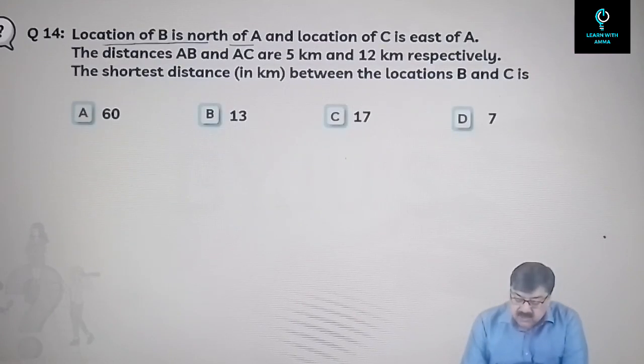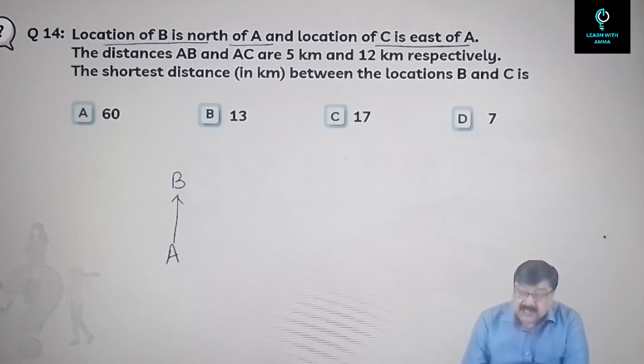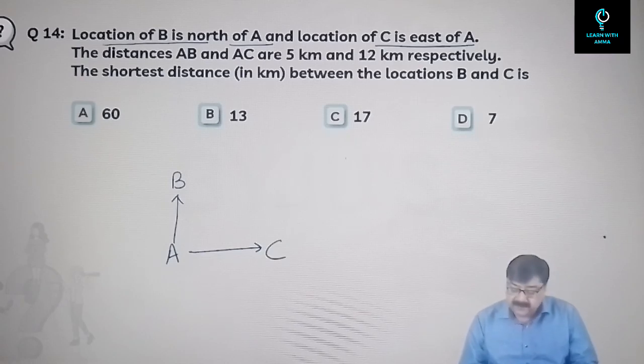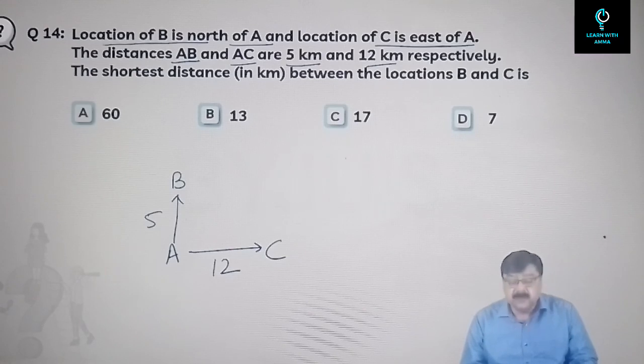Now location of B is north of A. And location of C is east of A. The distances AB and AC are 5 and 12 respectively. So AB is 5 kilometers and AC is 12 kilometers respectively.